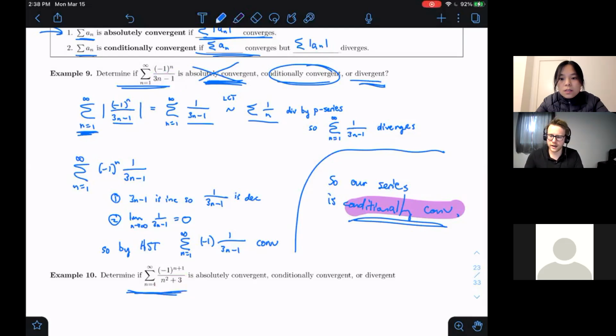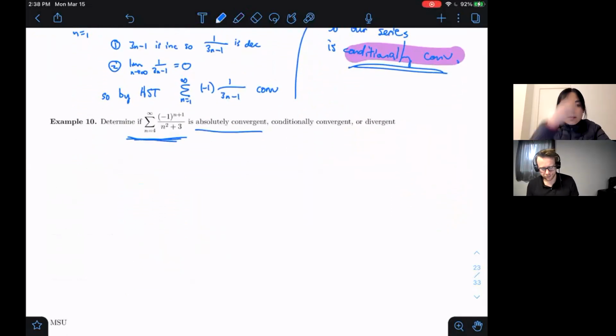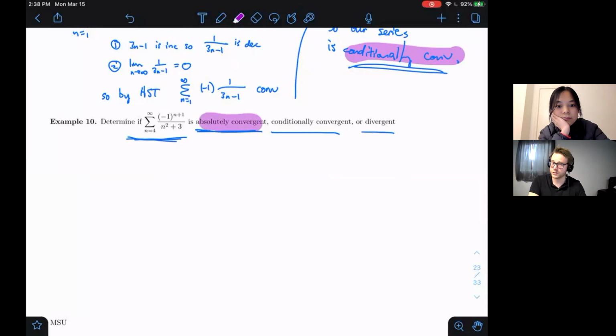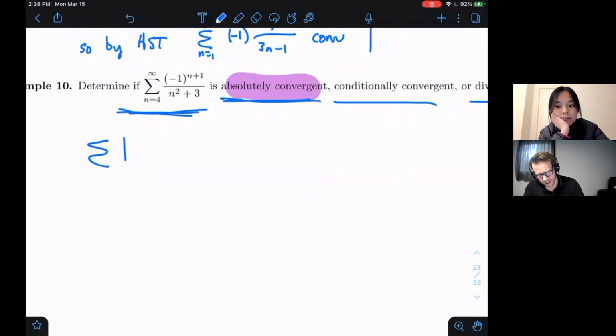Okay, so let's go ahead and do this second one right here. Again, just as before, I always start with absolutely convergent, then I'm going to check conditionally convergent, and then I'm going to check divergent. As I just alluded to, this one ends up being absolutely convergent, and so we don't have nearly as much work to show. So in order to show this, let's take the absolute value of our terms, the sum from n equals 4 and beyond.